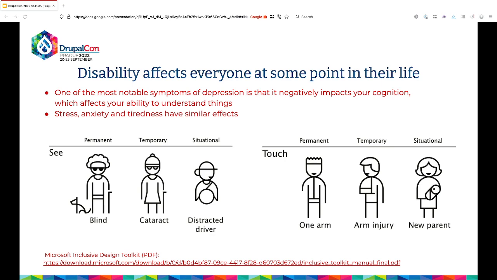And the big thing about depression is that it negatively impacts your cognition, so your ability to understand things. That is very similar to what you'll get from stress, anxiety, and tiredness. So when we think about people with neurodiversity or learning difficulties, they experience more complex issues, but it is similar to what you will get in temporary or situational positions when you're extremely stressed or tired.